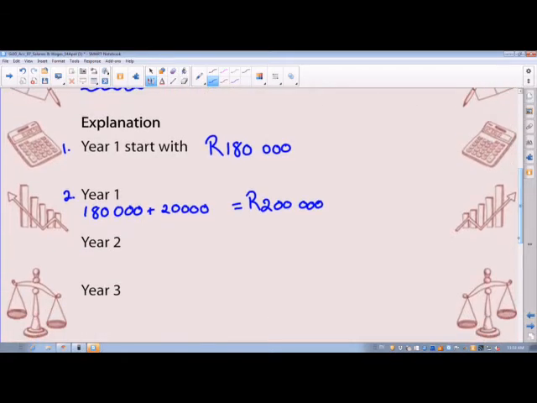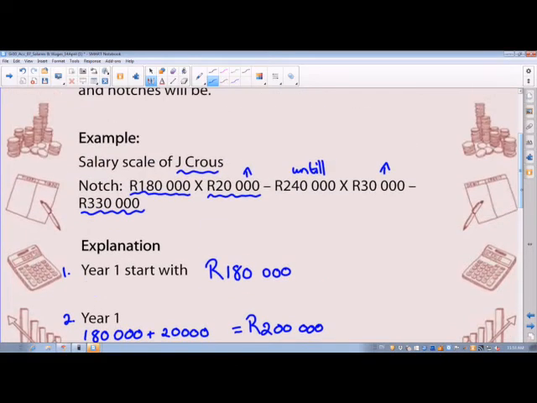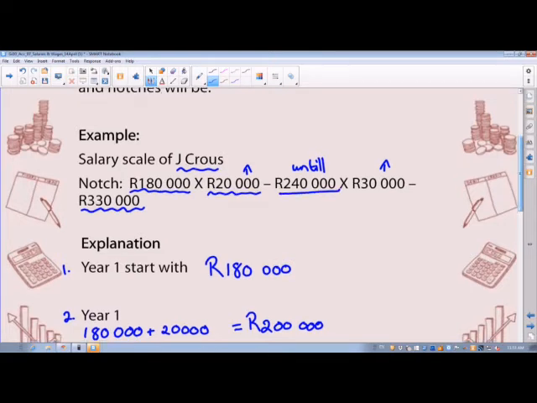Now, what will happen in year 3? Year 3, we take year 2 salary, which is 200,000. What are we going to add? We're going to add 20,000. And then you will see that during year 3, he needs to earn 220,000. Now let's see, did we meet the notch? Not yet. We need to go up to 240, as you can see. So that will be the maximum for the 20 increases.